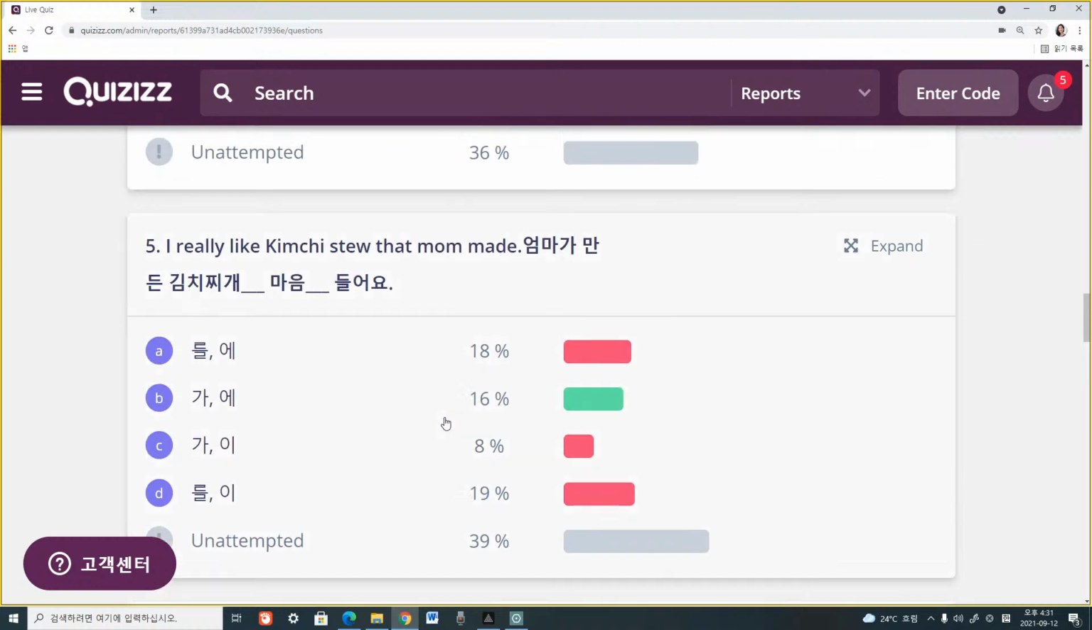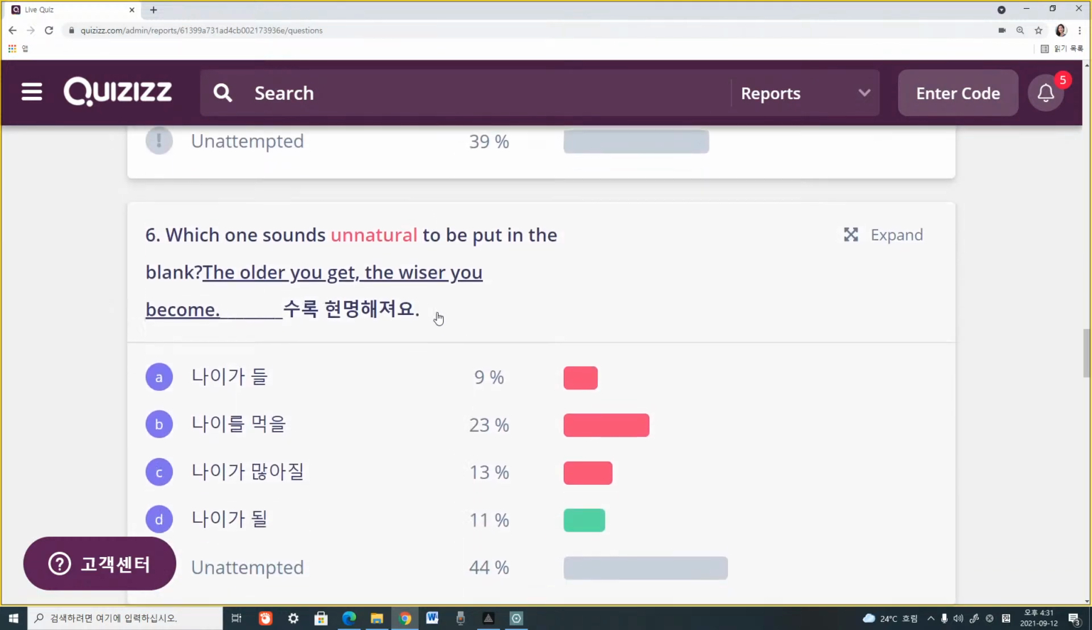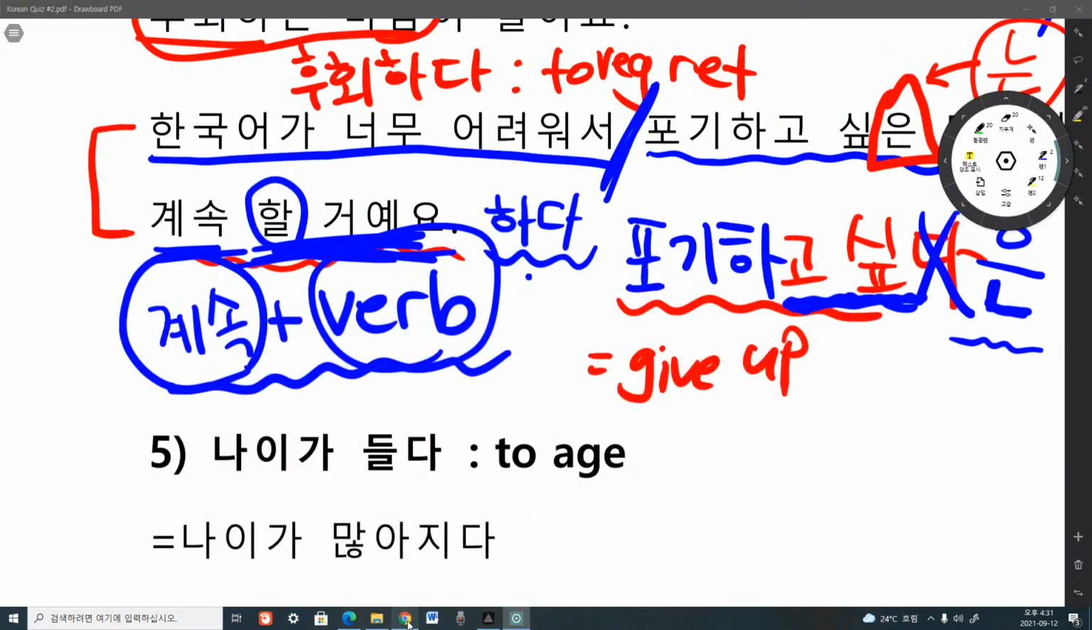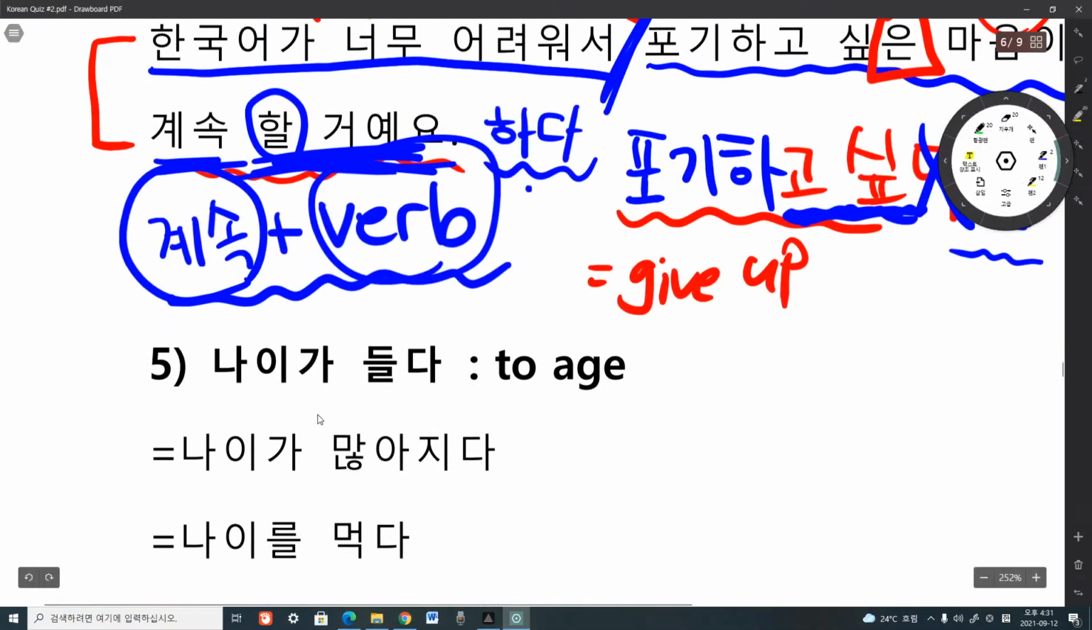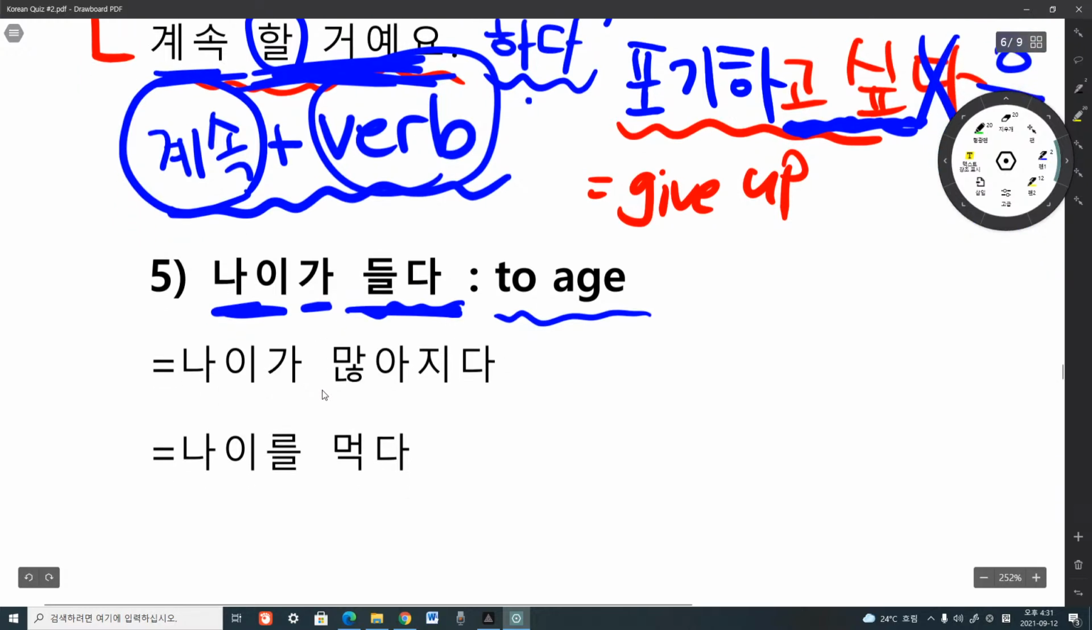그래서 잠깐만요. 마음이 들어요. 이거 다 했고 그 다음에 이제 나이가 들다거든요. 나이가 들다. So when you use 들다 with 나이 as a subject, it means to age, as in like to get older. 나이가 들다. And there are other expressions that you can use for to age. First one being 나이가 많아지다.